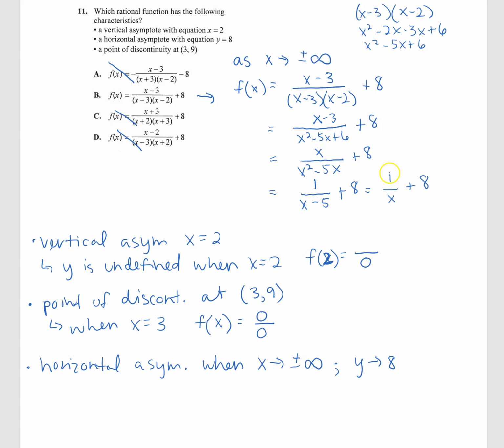X is approaching infinity, so this is becoming 1 over infinity. That's a really, really small number. So essentially this becomes inconsequential, and what we're left with is just 8. So in this case, B, yes, as x approaches infinity, f of x does approach 8. And so this function will have a horizontal asymptote with equation y equals 8. So answer B fits all these characteristics, and B is the right answer to question 11.